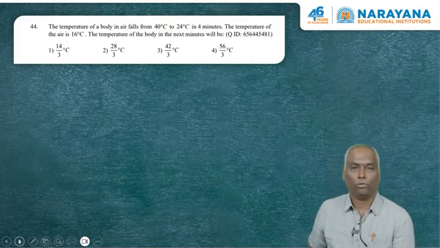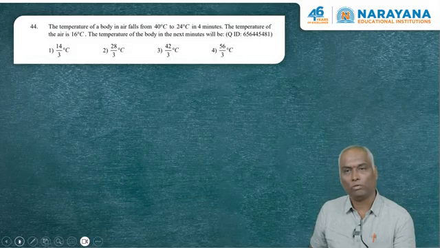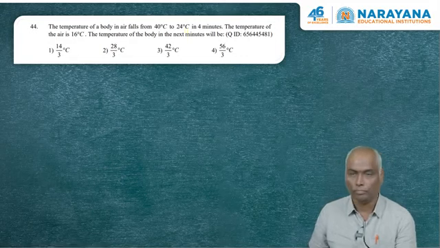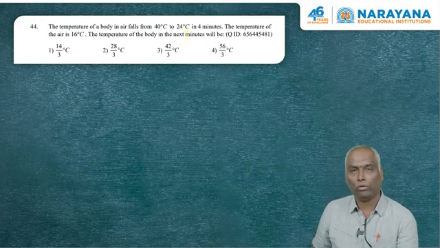Question number 44. The temperature of a body in air falls from 40 degrees centigrade to 24 degrees centigrade in 4 minutes. The temperature of air is 16 degrees centigrade. The temperature of the body in the next 4 minutes will be... it should be 4 minutes, it should be printed, right. So this is a question which is based on Newton's law of cooling.